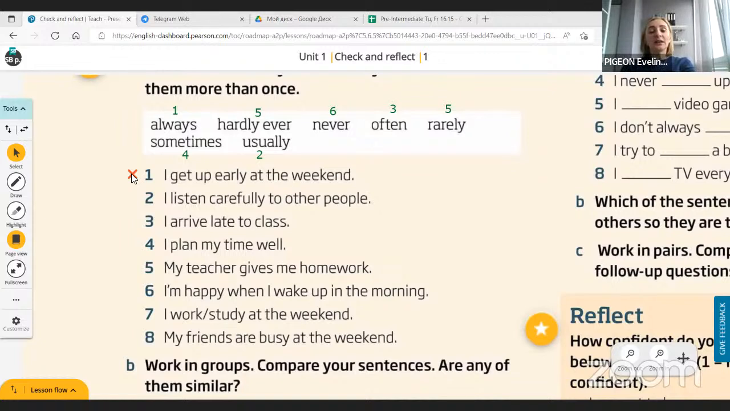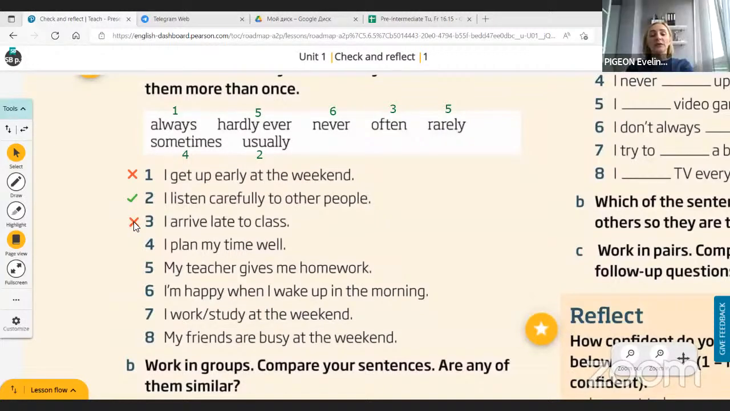I always listen carefully to other people. Yes, me too. I always listen carefully to other people. So it's the same. Then my turn, one by one. I never arrive late to class. And you? I hardly ever arrive late to class. Okay, so that's different. Okay, your turn.